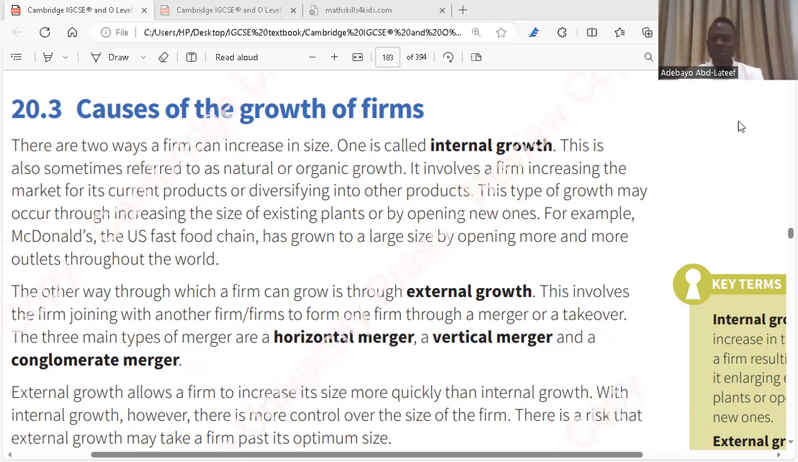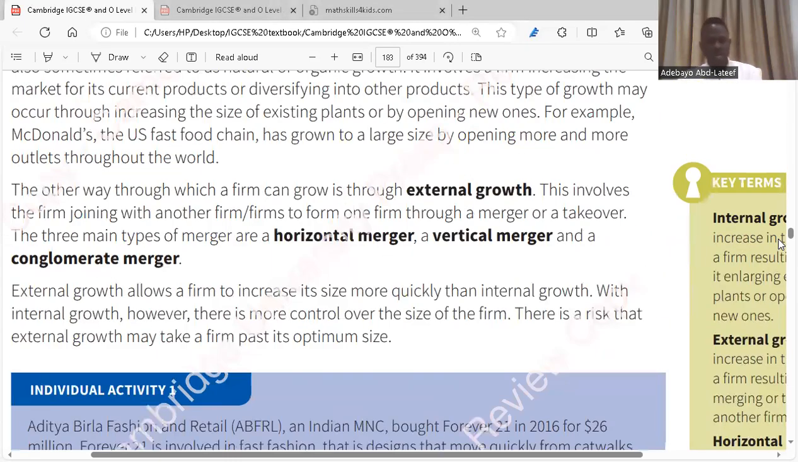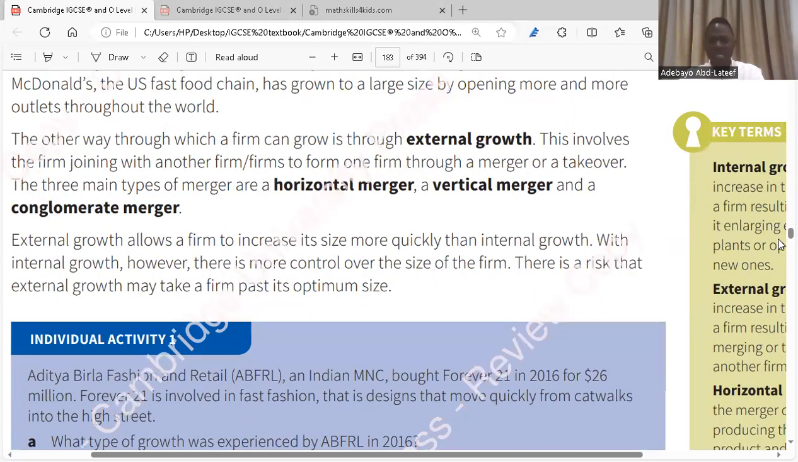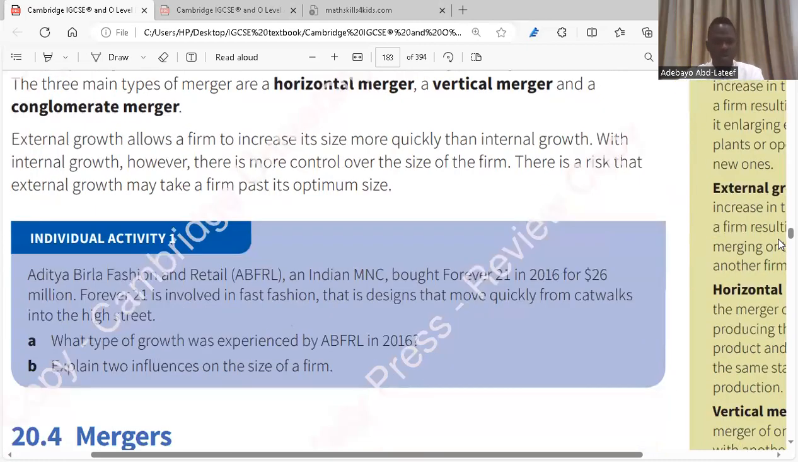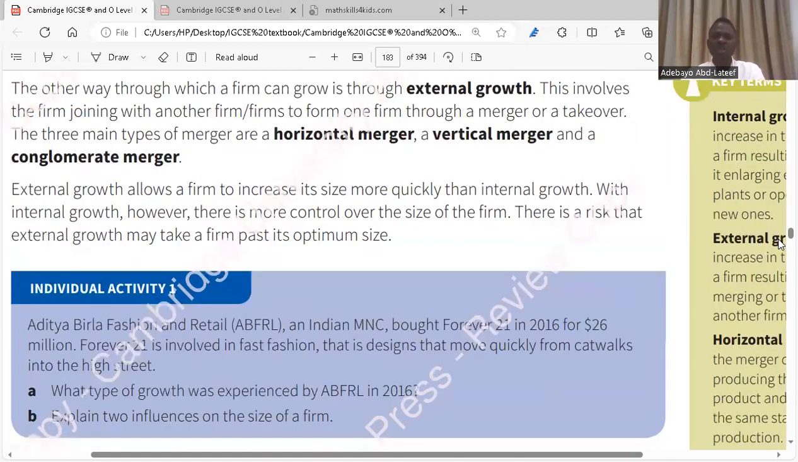So we have different types of integration. We have horizontal and vertical. Then we have conglomerate. So the three main types of merger are horizontal merger, vertical merger, and conglomerate merger. It's going to take us to merger, but before we go into merger, we stop here anyway. Let me just preview them.